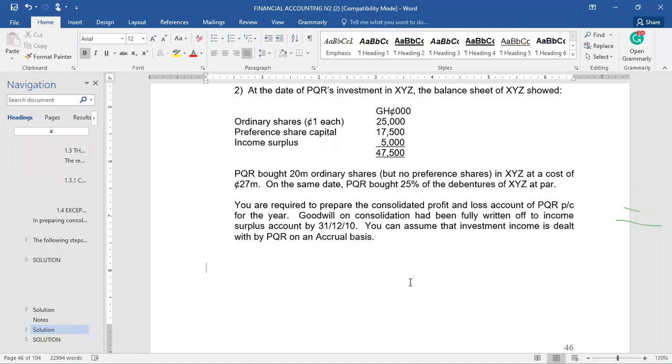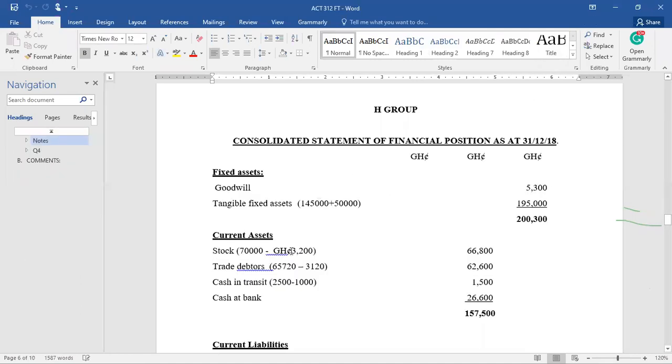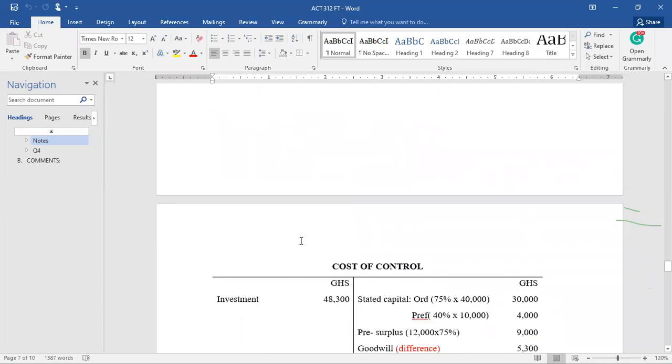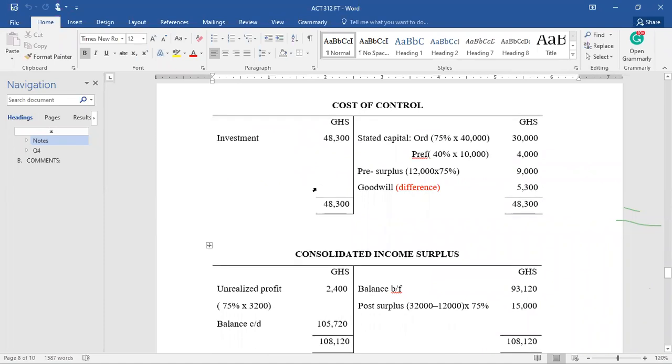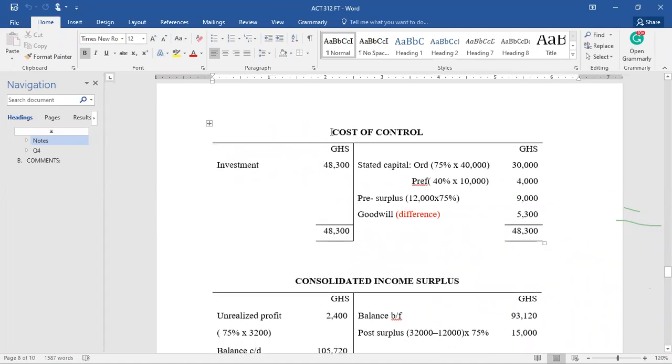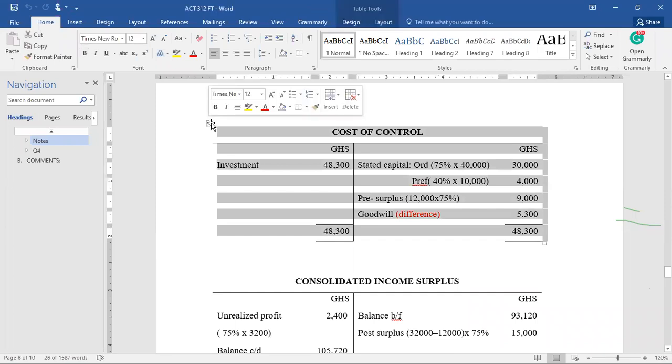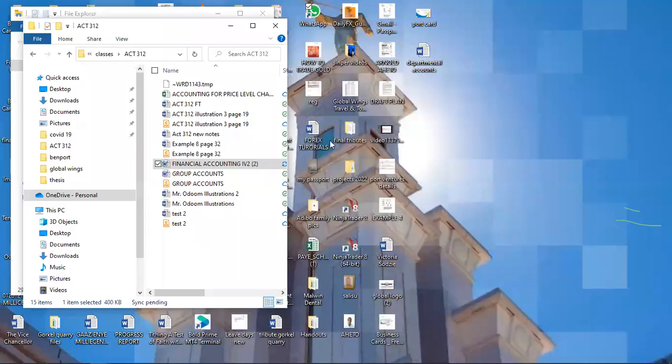Now, in the question, we are being told that goodwill on consolidation has been fully written off to income surplus account. So it is very, very important for us to determine the goodwill. If you are being told that there is goodwill in the question, and this goodwill is being written off, then technically speaking, we must find that particular goodwill that is being written off.